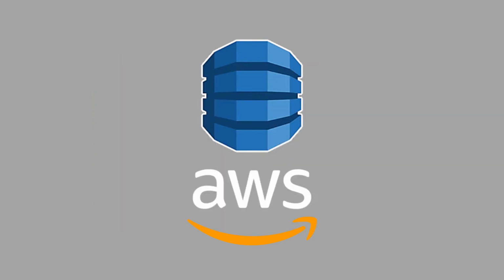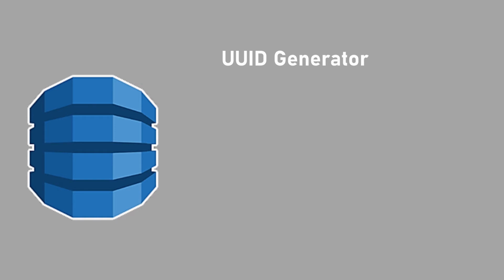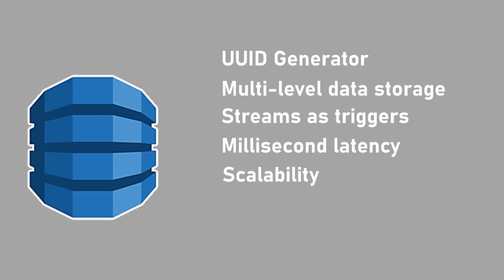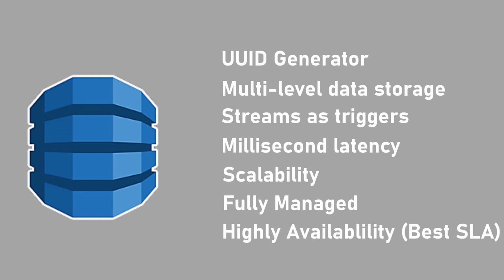At first glance and with initial setups, you would be lured into believing that DynamoDB is the best DB technology to use as it has an inbuilt UUID generator. It allows multi-level data storage. It has streams which act as a trigger for all DB operations in association with AWS Lambda. It is fast with millisecond latency as it queries only on indexes. When it comes to scalability, it allows provisioned or on-demand capacity. It is fully managed with no need to manage versions and backups. It has high availability as it has one of the best-in-class service level agreements.